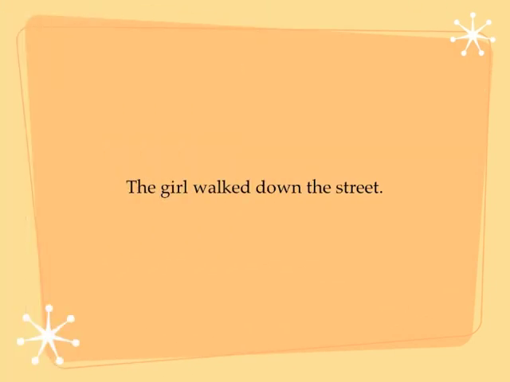What if we have a line like this? The girl walked down the street. There's no mood here at all. We have no idea what we're supposed to feel. But take a look. If we just change one word, the verb walked, if we change this to trudged, the girl trudged down the street. Already this one little change has started to establish a mood. But watch what happens when we take it a little bit farther.